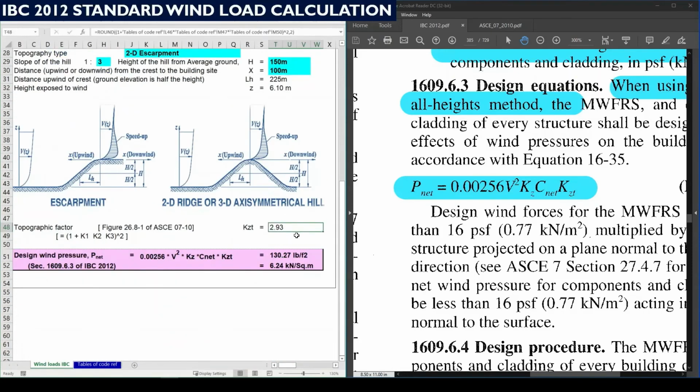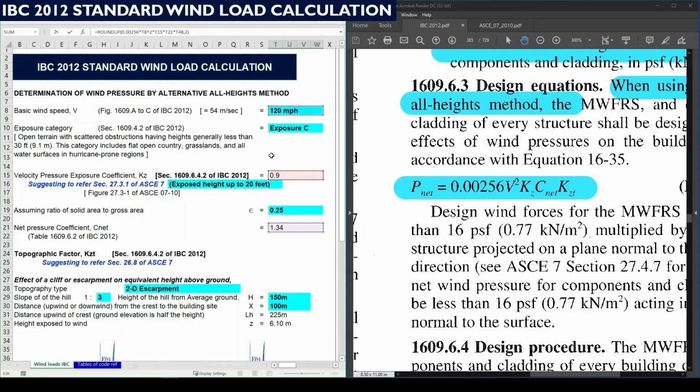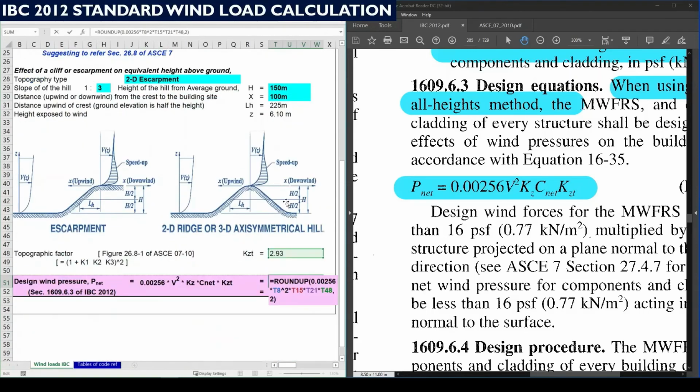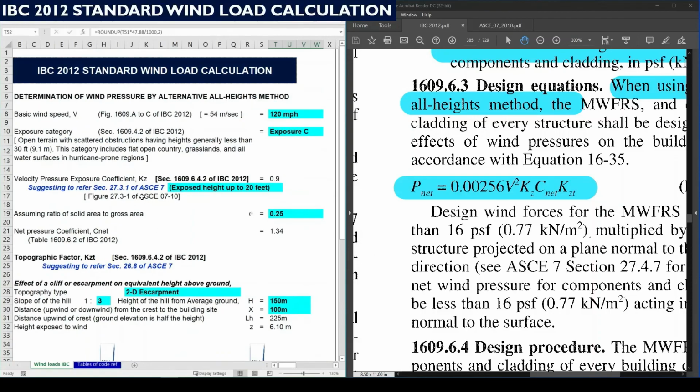Applying all these inputs in this formula, 0.00256 V square where V is 120 miles per hour, Kz 0.9, C net 1.34, Kzt 2.93, finally we get 130.27 pounds per feet square. Applying the conversion, we get 6.24 kilonewton per square meter. So that's all about the calculation of wind load based upon IBC 2012.